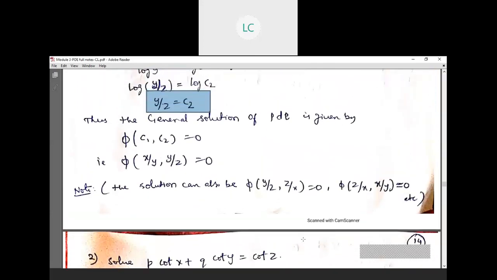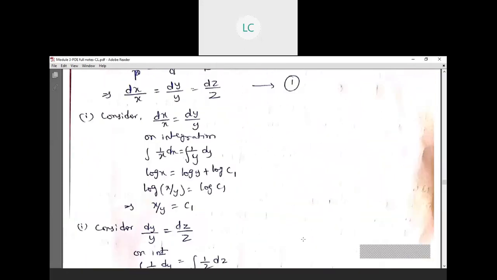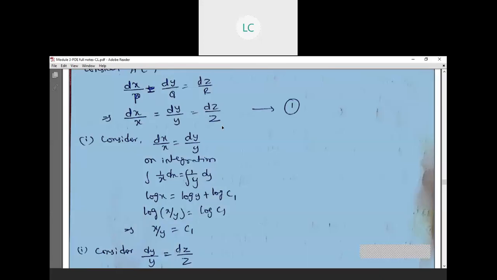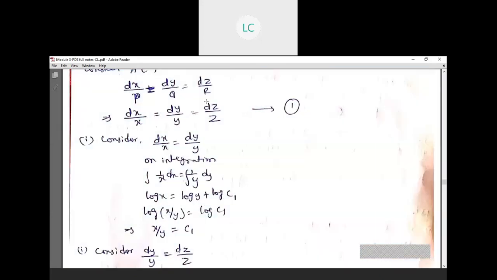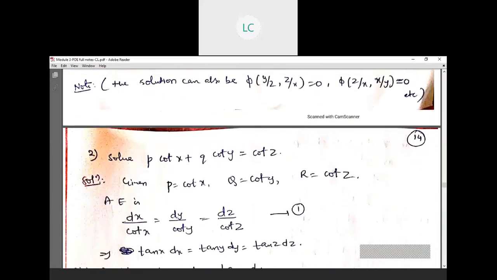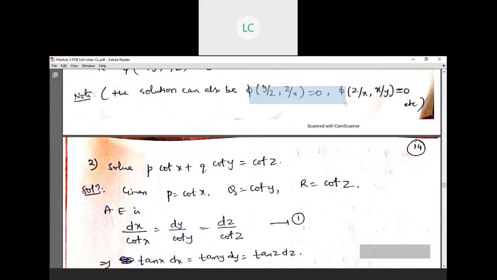See, otherwise, you can also choose. If you don't want to choose the first two terms as a pair, you can choose dy by y, dz by z as one pair, and also you can choose dz by z and dx by x as another pair. That is your wish. You can choose anywhere. If you choose like that, you will get different answers. That's it.